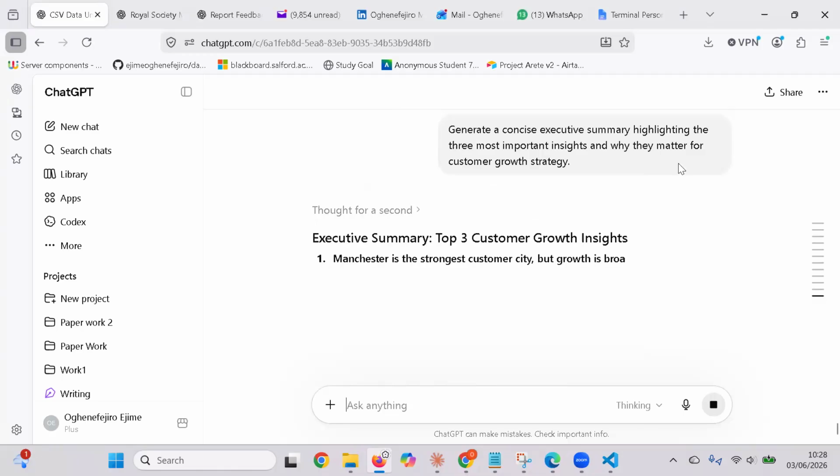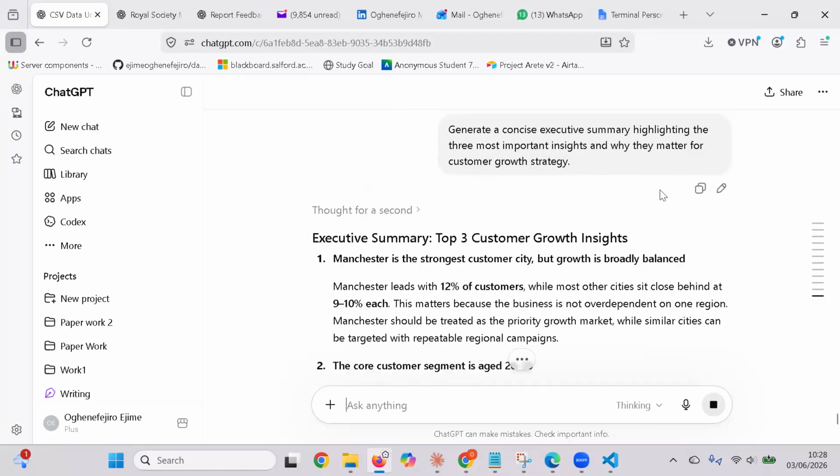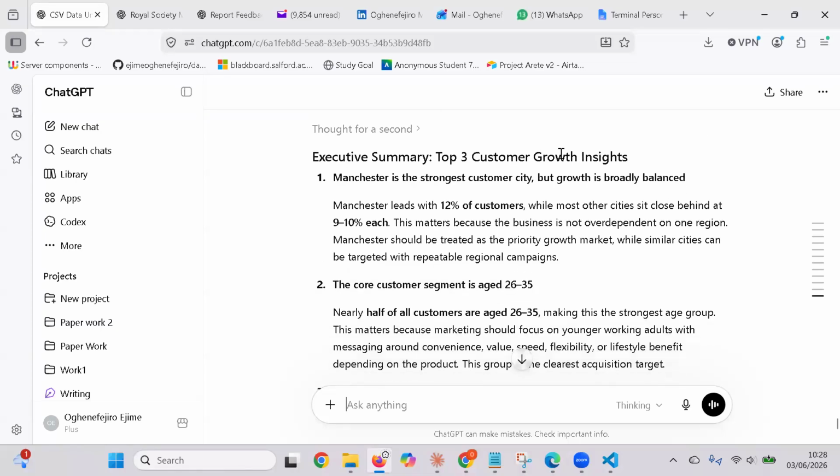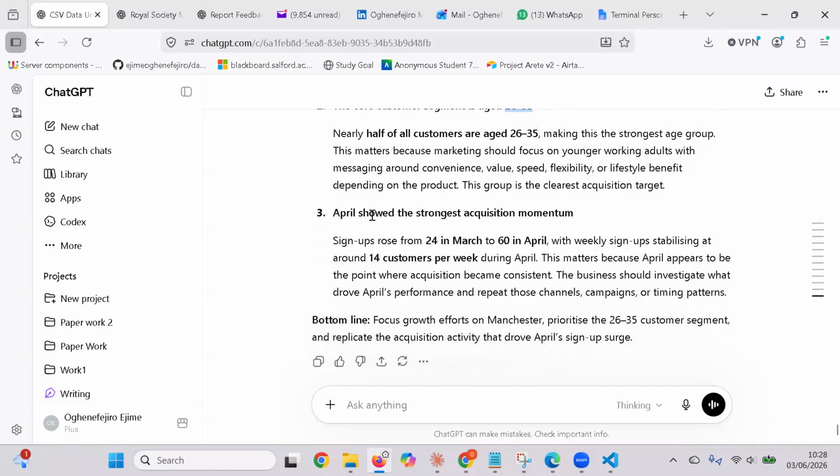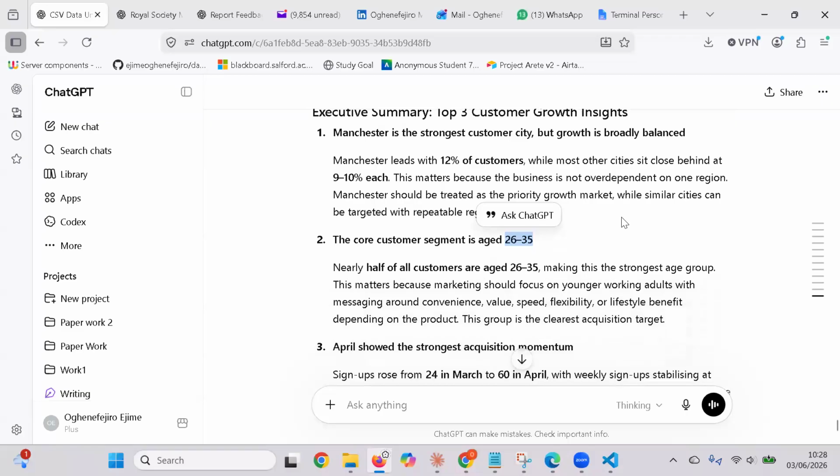Generate a concise executive summary highlighting 3 major insights and why they matter for customer growth strategy. Yes, top 3 customer growth insights. Manchester is the strongest customer city, but growth is broad-based. The core customer segment is what? 26 to 35. April showed the strongest acquisition momentum, which is where they have most of the customers. That is exactly what our prompt does, dipping into our data to bring out most of these insights for us.